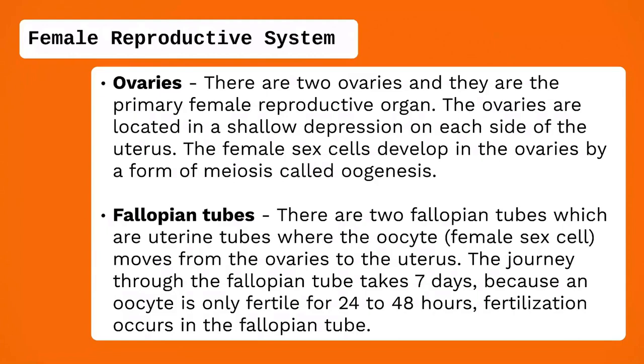So there are two ovaries, and they are the primary female reproductive organs. The ovaries are located in a shallow depression on each side of the uterus, and the female sex cells develop in the ovaries by a form of meiosis called oogenesis.